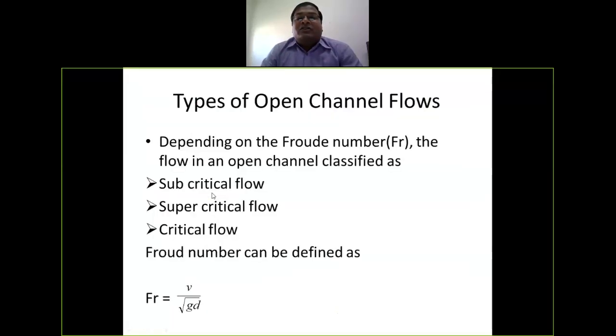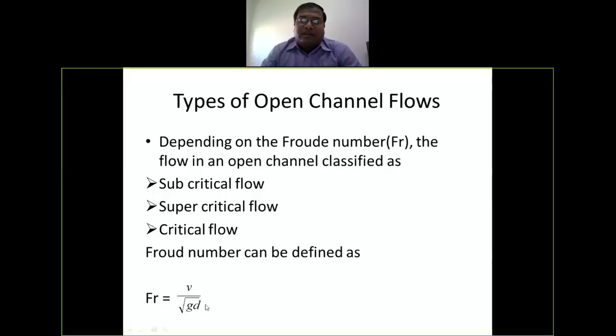Then depending on the Froude number, one more classification is there. The flow in an open channel is classified as subcritical flow, supercritical flow, and critical flow. And Froude number can be defined as Fr, where r is a suffix here. Fr is equal to V upon under root gD.